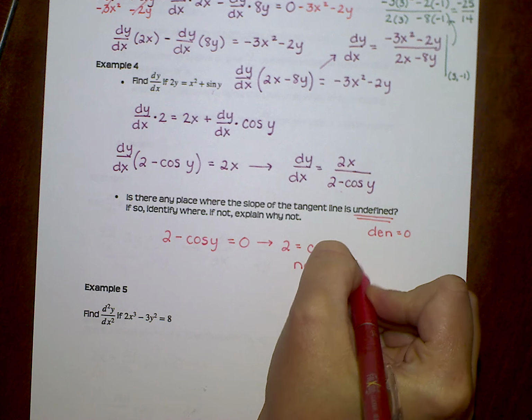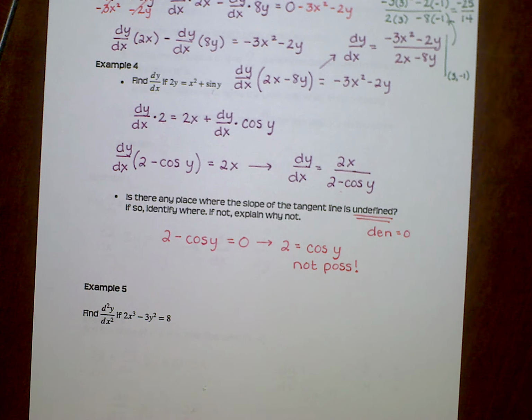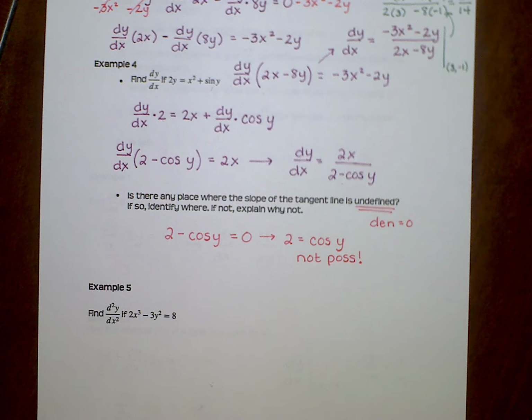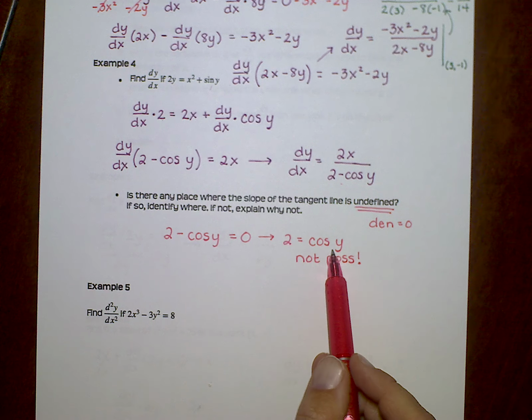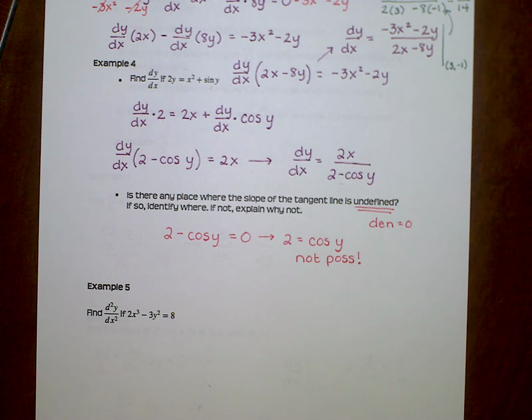which means that pretty much answers my question: there is no place where I would have an undefined tangent line. Now, if this could be done, then whatever y value I found at that location, I would have an undefined tangent value. But as it stands, I can't make that happen, and so there is no such thing as an undefined tangent with this particular problem.